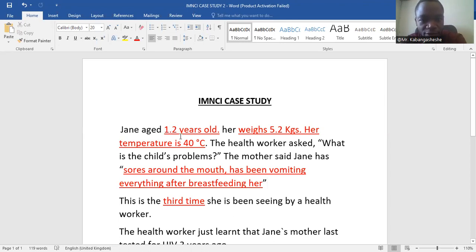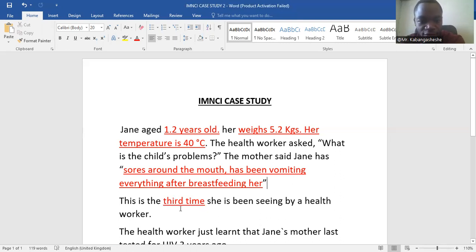So it's saying Jane, age 1.2 years old, weight 5.2, temperature 40 degrees Celsius. The health worker asked, what is the child's problem? The mother said Jane has sores around the mouth, has been vomiting everything after breastfeeding. So you have to pay particular attention to what the mother is saying. Remember, whatever the caregiver says, you take it word for word. So you write it in direct reported speech, even when you're discussing your question. The mother says, Jane has sores around the mouth, has been vomiting everything after breastfeeding. So you don't have to change the words here. Just write the way the caregiver has been saying it.